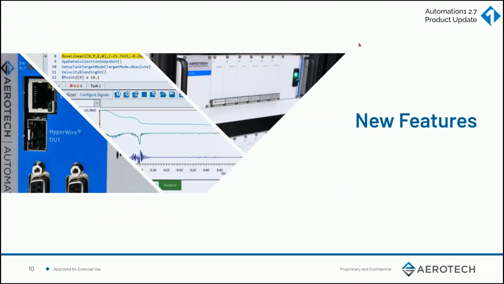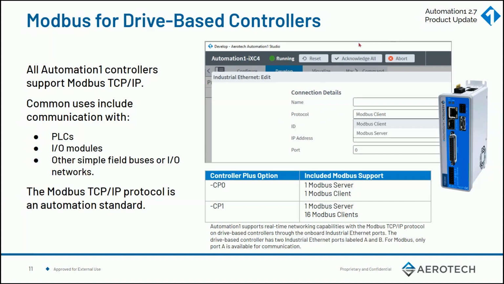New features. The first new feature was a beta feature before, Modbus for drive-based controllers. It is now out of beta. Now, the PC and drive-based controllers, or all Automation1 controllers, support Modbus TCP IP. This is an industrial Ethernet protocol. Common uses include communication with PLCs, I/O modules, and other simple field buses or I/O networks. It is an automation standard protocol. It's been around for a long time. It still has a lot of use in industry, and now it's supported by Automation1 drive-based controllers.